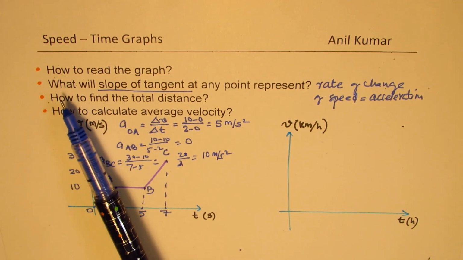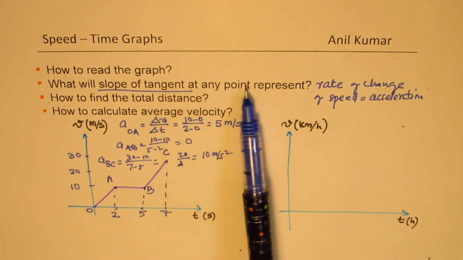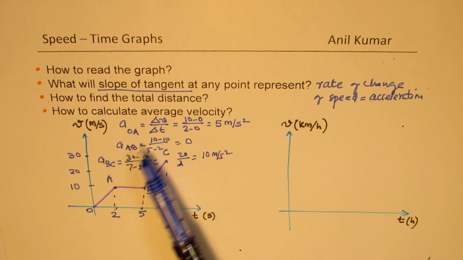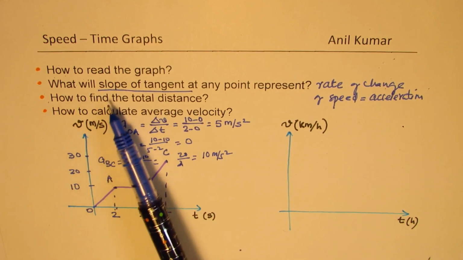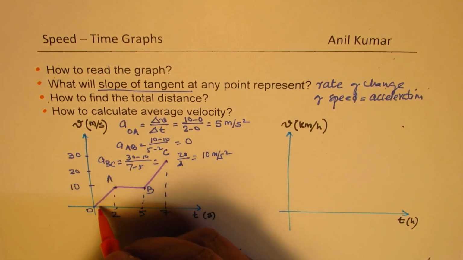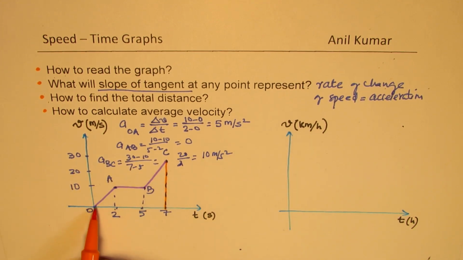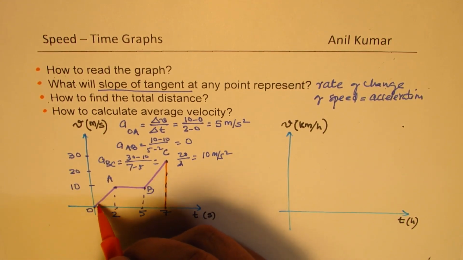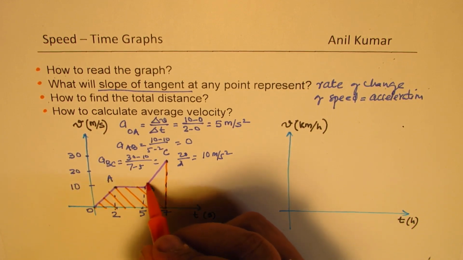So what will the slope of the tangent at any point represent? Slope represents acceleration, right? Rate of change of velocity. Now we have how to find total distance. Total distance is found by measuring the area under the curve, right? So if I want to find total distance traveled in the 7 seconds, I will have to find the area under this curve. Is that clear to you?